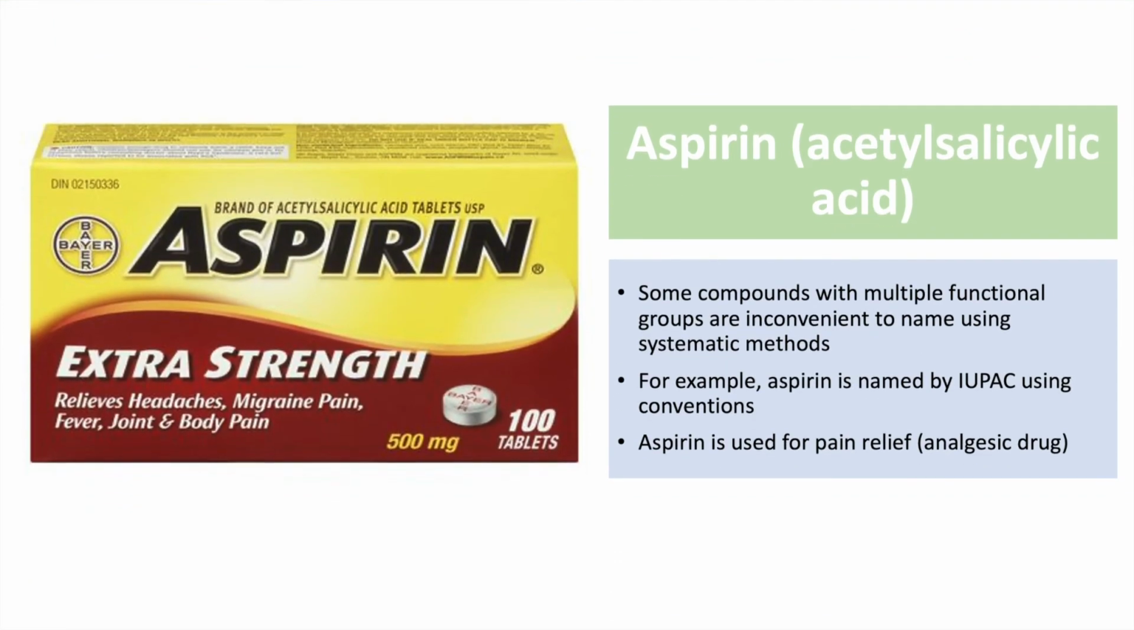Now that we've looked at a biological macromolecule, we can move on to more complex practical applications of chemical nomenclature. Pharmaceutical drugs. A common analgesic drug is aspirin, or acetylsalicylic acid, which is used as an over-the-counter drug for pain relief.